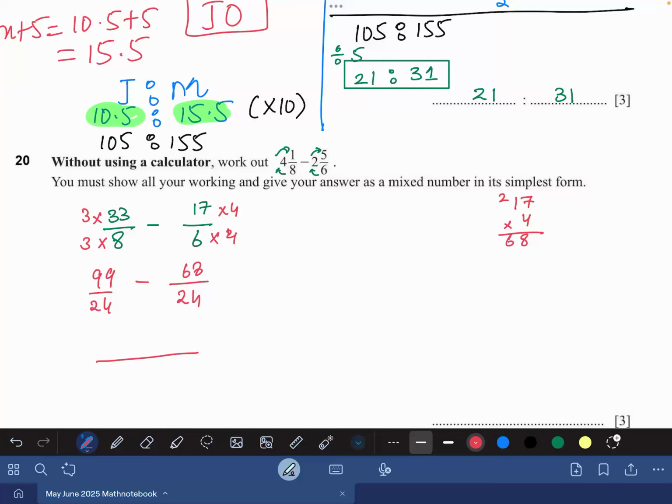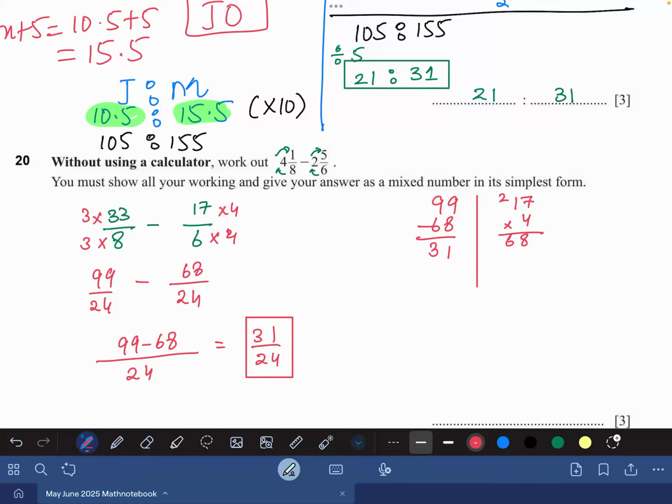Now the denominator is the same. So 99 minus 68. Let's do it in the rough working. We have to use the rough working area in the paper. So 9 minus 8 is 1 and 9 minus 6 is 3. So 31 by 24 is the final answer.